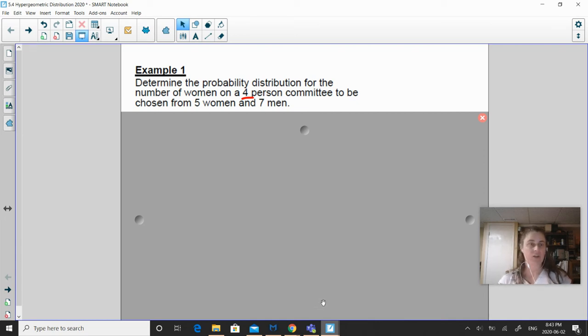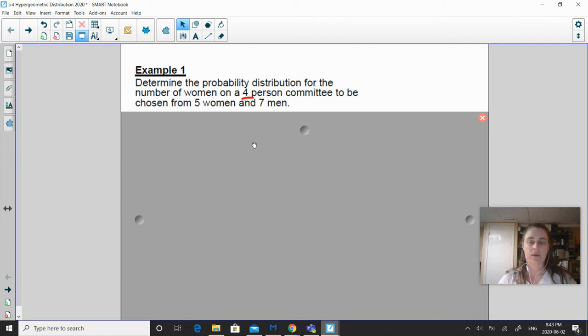Today, we are going to take a look at the hypergeometric distribution. So let's dive right in and start with example number 1. Determine the probability distribution for the number of women on a 4-person committee to be chosen from 5 women and 7 men.